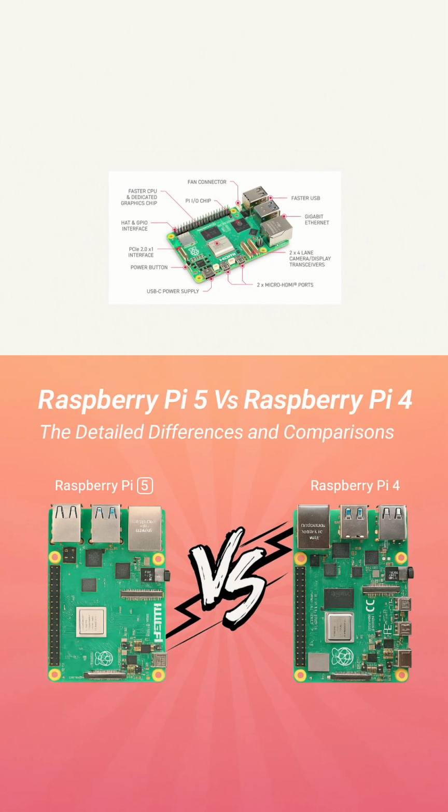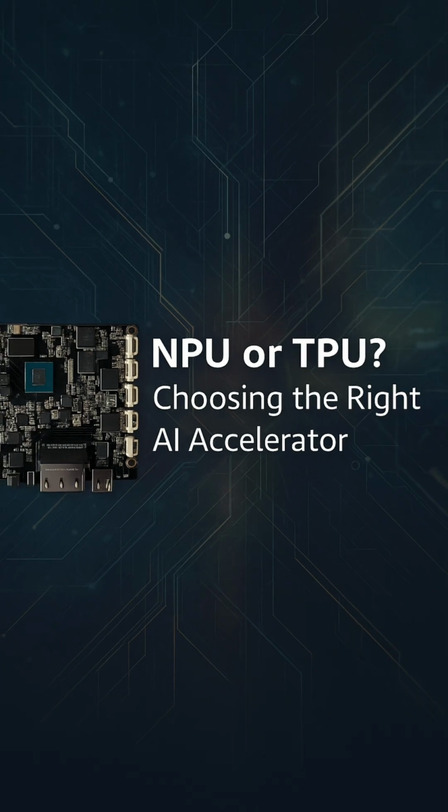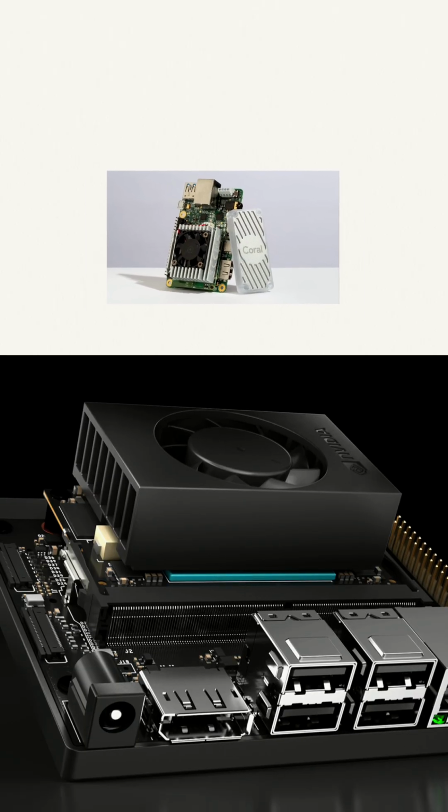Stepping up to the mid-tier, a Raspberry Pi 4 or 5 gives you a full Linux environment to work with. But for real GPU-accelerated performance, you'll want an NVIDIA Jetson Nano, or a Google Coral board with its Edge TPU.